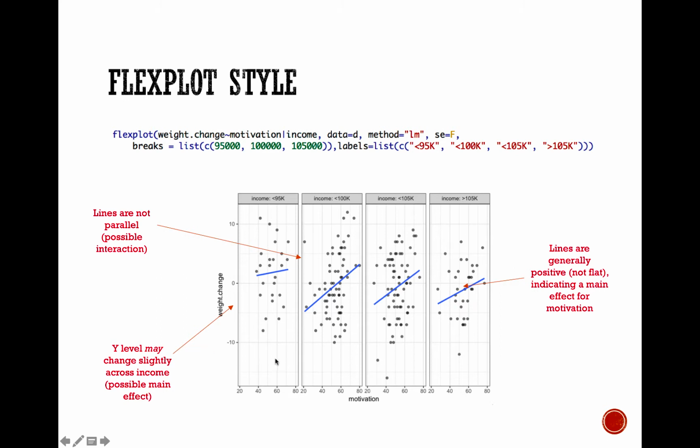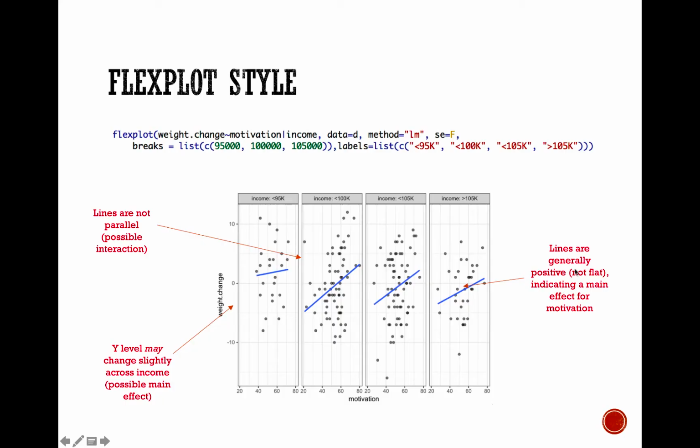White level may change a little bit. You know, you got empty space in the bottom 2, you got more empty space in the top 2, so maybe income has a main effect, indicating that people lower in income have less weight change or more weight gain or less weight loss, whereas those who are more wealthy, by the way, these people are making money! I want to hang out with them, huh?